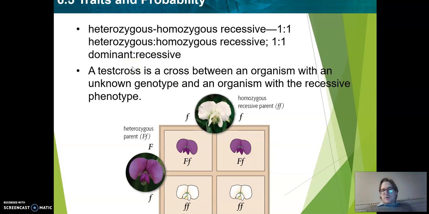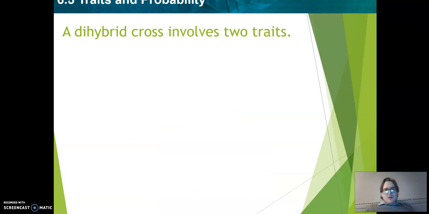You do this test cross to figure it out. And if half the offspring are white, in this instance, you know that the parent that you weren't sure about was heterozygous. And there you go.